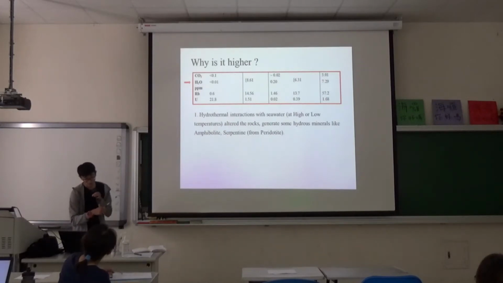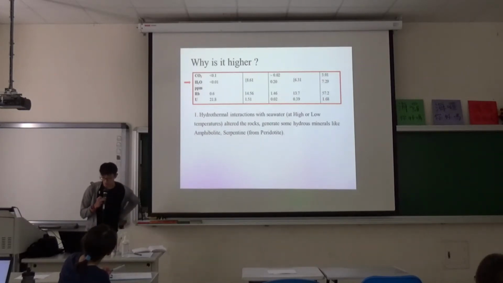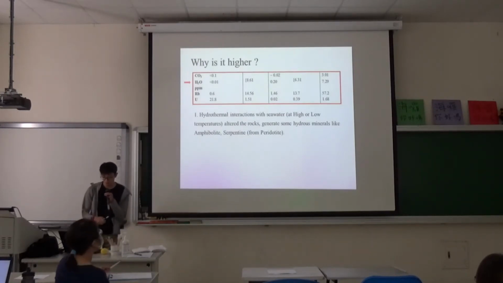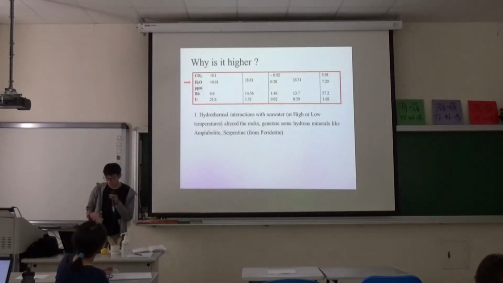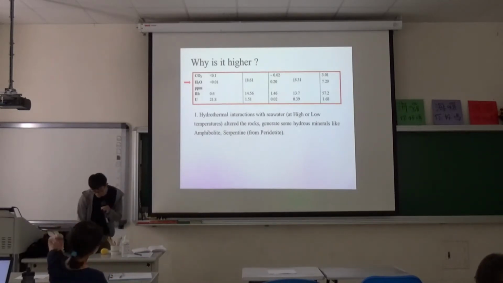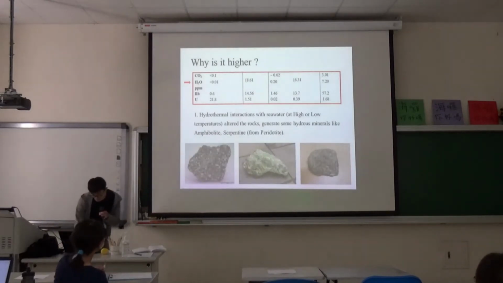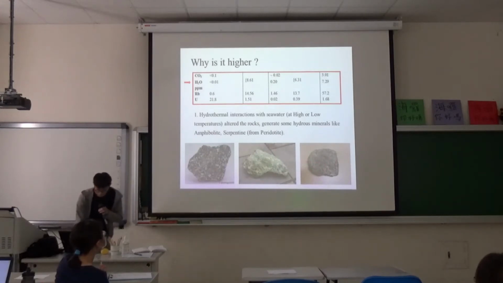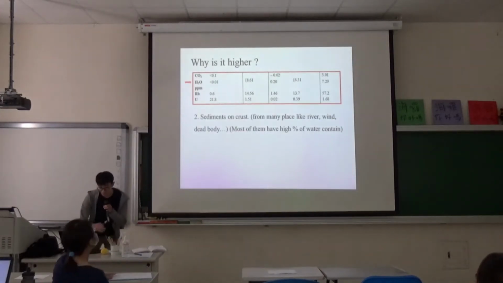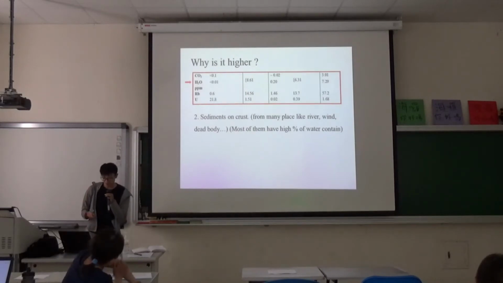First, about the water, hydrothermal interaction with the water alters the rocks and generates some hydrous minerals. Hydrous means you have water in it. Hydrous minerals like amphibolite, serpentine. This is amphibolite and serpentine. This is peridotite. Okay.